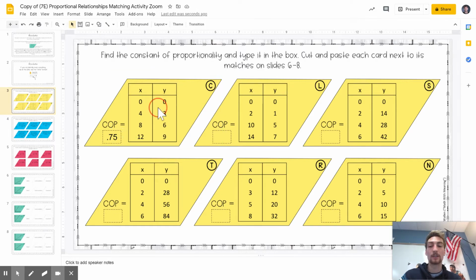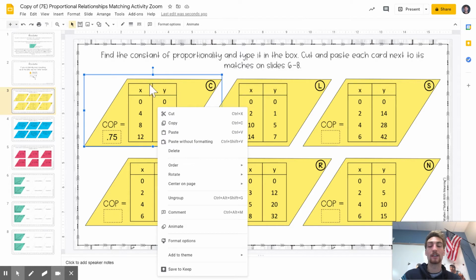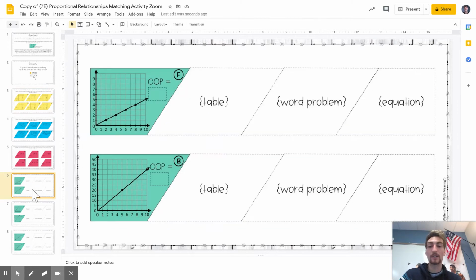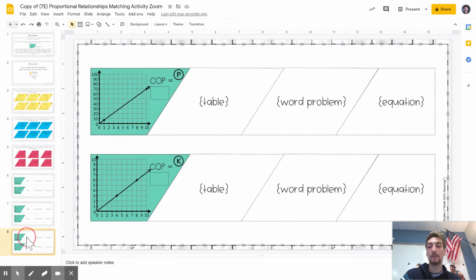So now what I'm going to do is I'm going to click on this entire card here. I right-clicked, so it gives me the option to copy. I'm going to click on copy. What you could also do is hit Control-C while you're hovering over the piece, and then you can go down here and we're going to try to match it with the graph.